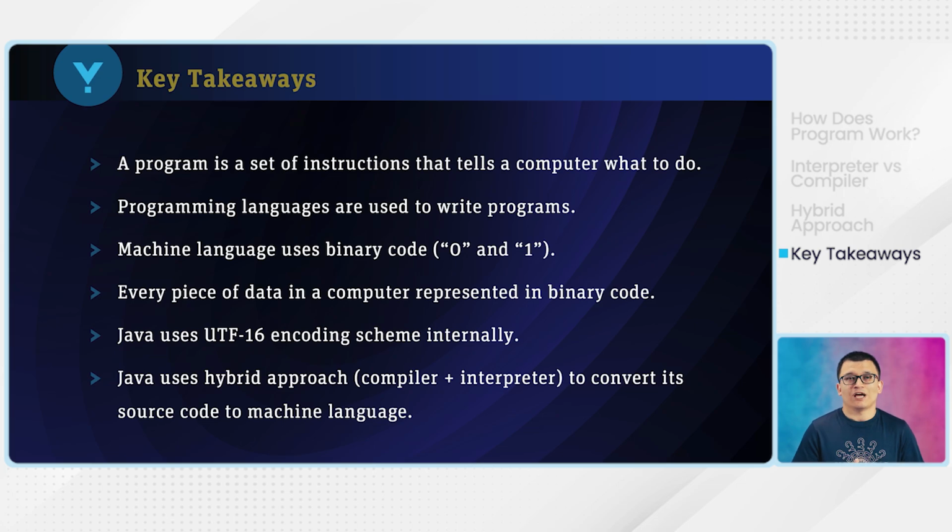Okay. And every piece of data in your computer is represented in binary code. It doesn't matter if the data is a number or a character, whatever it is, it is represented in binary code so that the CPU can process it. Okay, and Java, which you are about to learn, uses the UTF-16 character encoding scheme. It is used internally in Java. Okay. And Java uses the hybrid approach to convert its source code into binary code. So make sure that you know what this hybrid approach is, and make sure you also know the difference between interpreted language and compiled language.